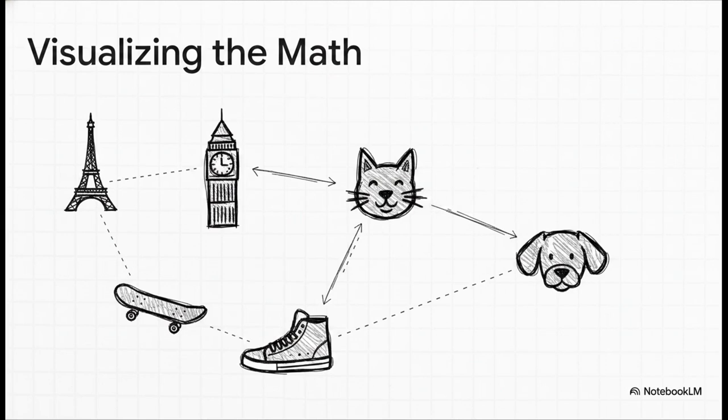Think of this vector space like a massive geographic map. In a large language model, the word Paris maps mathematically very close to the word London because they share similar context, right? They're both major European capitals. The word cat will be clustered right next to dog, kitten, and pet.